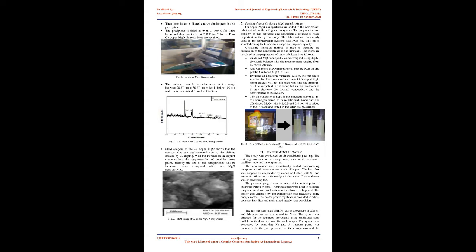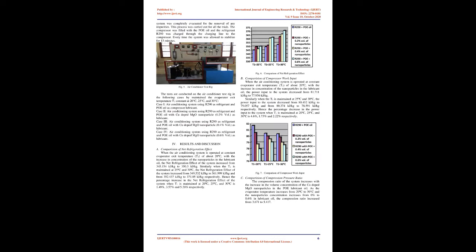The test rig consists of a compressor, air-cooled condenser, capillary tube, and an evaporator. The compressor was a hermetically sealed reciprocating compressor and the evaporator was made of copper. The heat flux was supplied to the evaporator by means of a 230 W heater, with an automatic stirrer to continuously stir the water. The condenser was cooled using a fan.